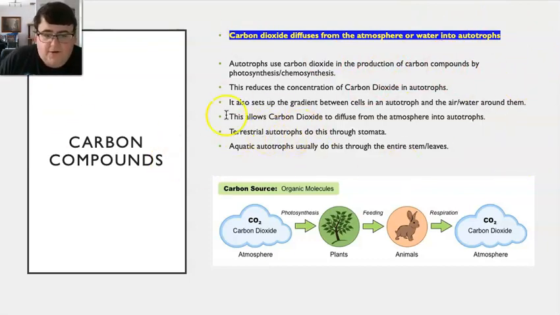Terrestrial autotrophs, so autotrophs that are on the ground and on the land, do this through stomata, which we looked at through the electron microscope a few weeks ago. Whereas aquatic autotrophs will do this through their entire stem or leaves and take the carbon dioxide straight from the water.